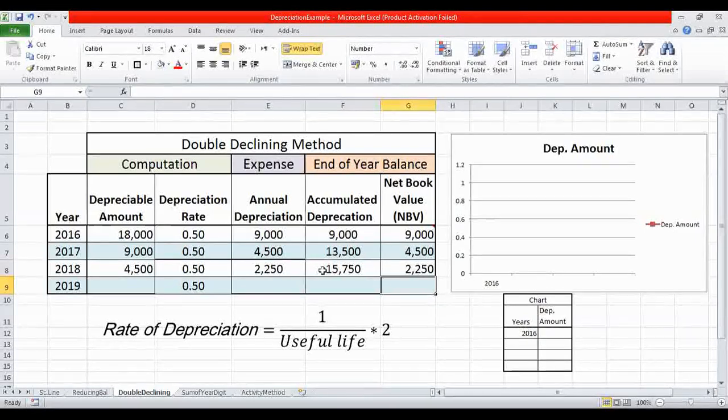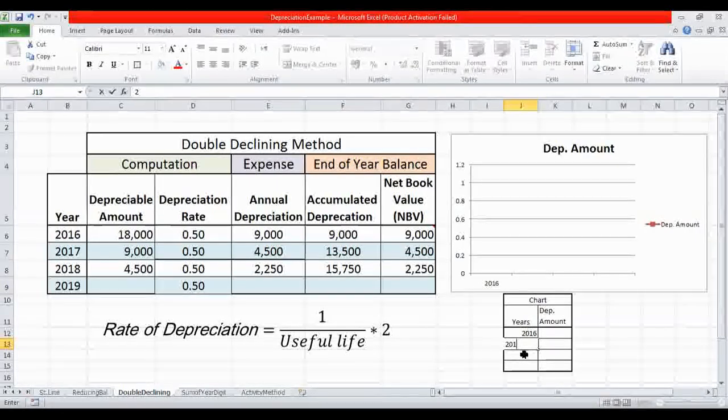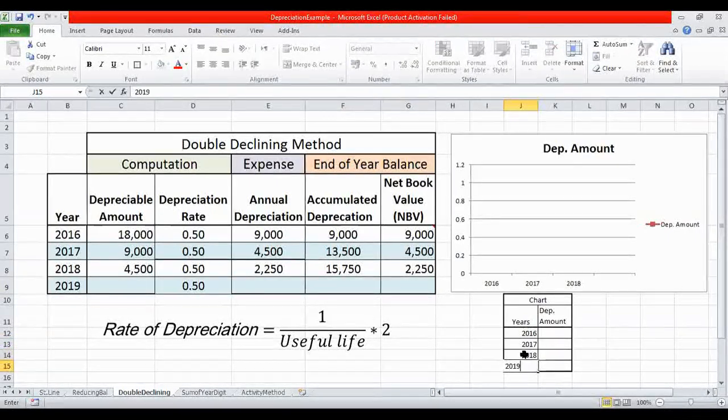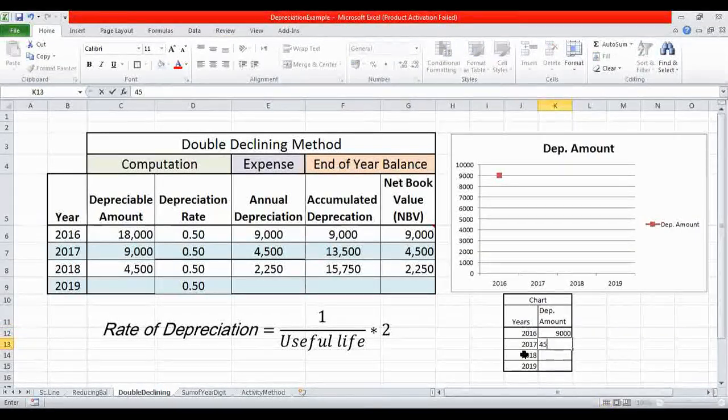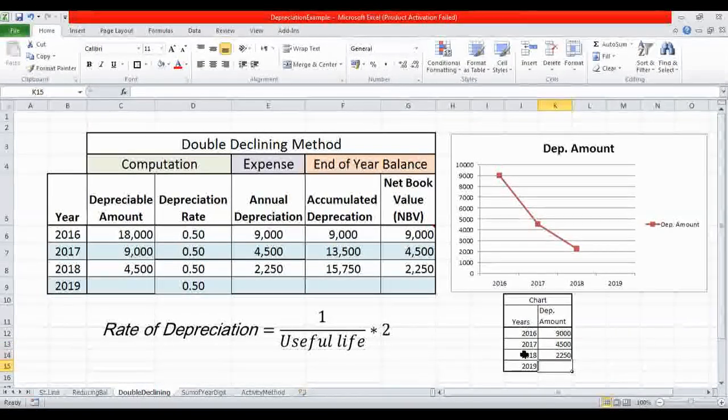This becomes our 2,250. In this double declining method, you can see that the value of the machine is decreasing very quickly. If we want to calculate 2017, 2018, 2019, over here we are recording 9,000, then we are recording 4,500, then we are recording 2,250. You can see the graph which is formed in front of you, that we are decreasing the value of the asset in our books very quickly.